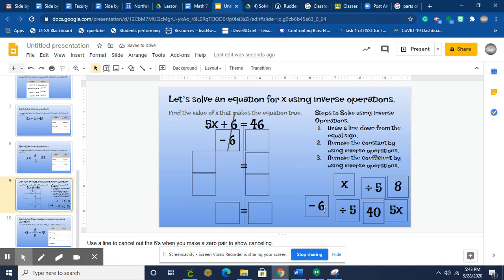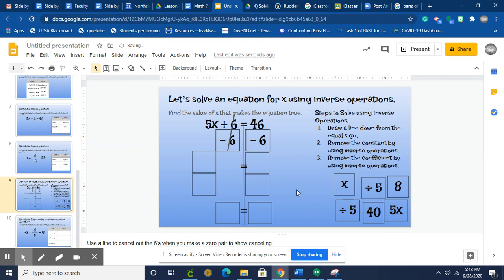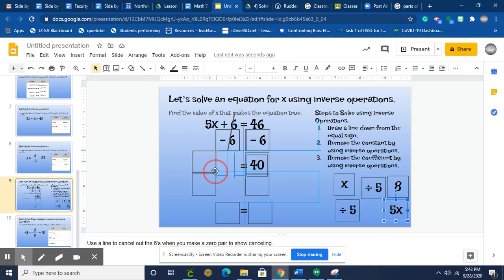But whatever I do to one side, to remain balanced, I have to do to the other. So I'm going to come over here and say, if I subtract 6 from the left, I have to subtract 6 from the right. Now I can do a little bit of math. What is 46 minus 6? Well, I know that's 40. I haven't done anything with this 5x yet, so I'm just going to leave him alone and let him drop straight down. So I know now that 5x's are equal to 40.